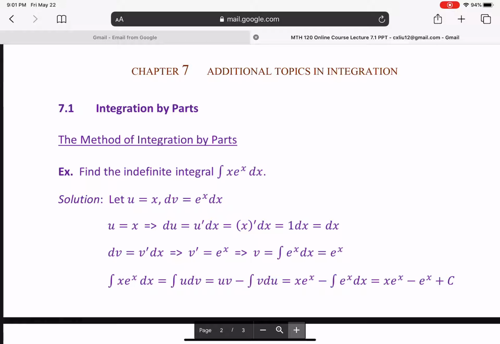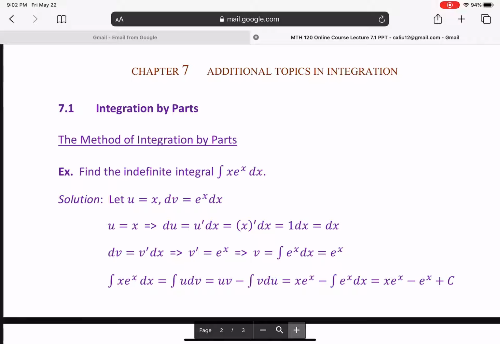Find the indefinite integral of x times e to the x. You cannot find the antiderivative of this function from the formulas. So let's try the method of integrating by parts. Let u equal x and dv equal e to the x dx. Then you take the differential of u, you get u prime dx, which is x prime dx, or 1 dx, that's just dx. And we know dv is just v prime dx. But in this problem, dv is e to the x dx, so v prime is just e to the x. So you integrate e to the x, and we get v equal to e to the x.